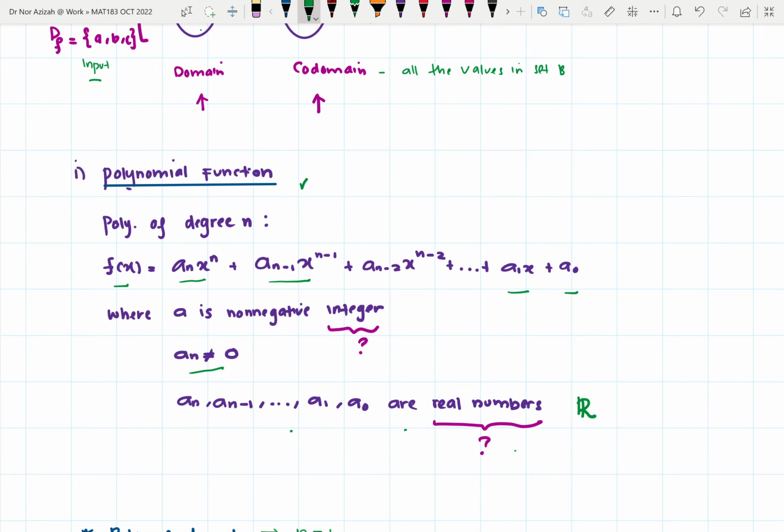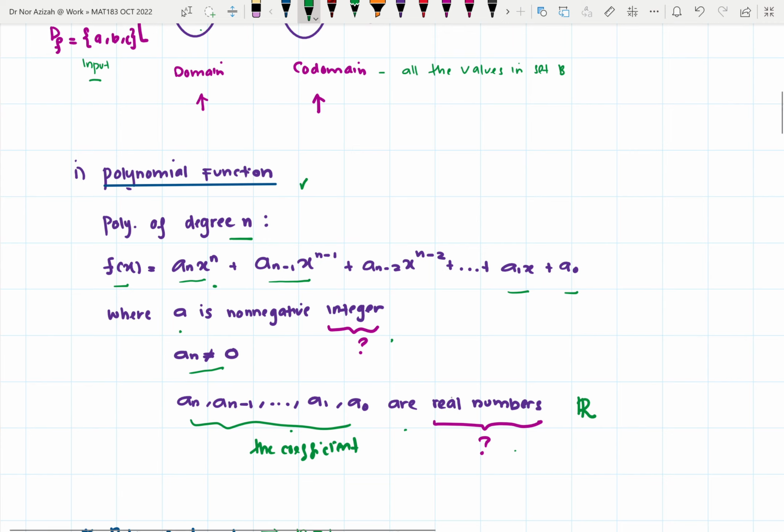Okay, so based on this definition, first you should know that degree n means the highest degree of x in the equation. And then you should know that n is a non-negative integer, so you should know the definition of integer. And then a_n not equals 0. And you also should know that all these are the coefficients, and the coefficients of variable x are real numbers.